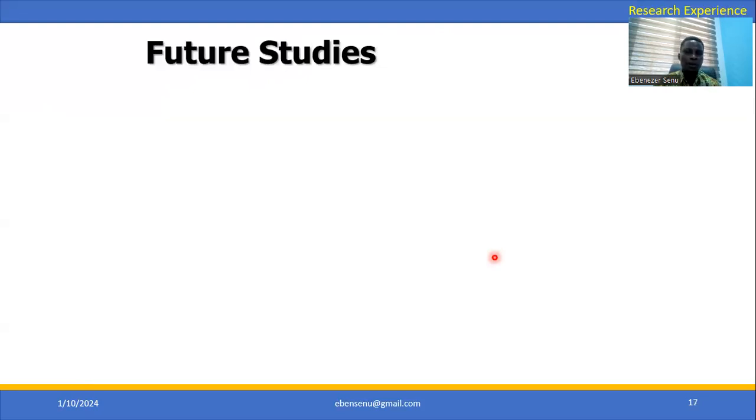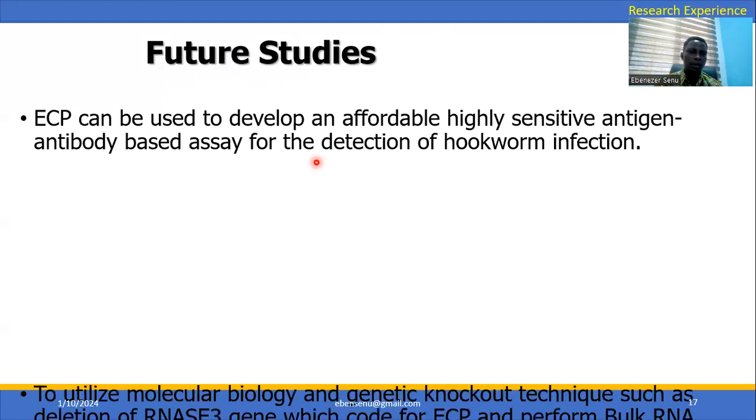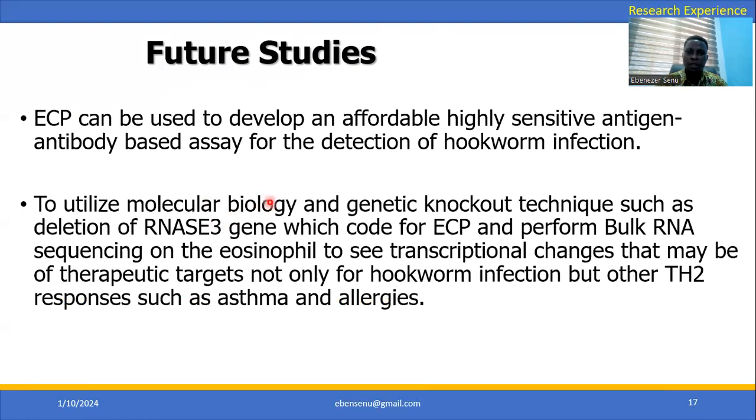So a further study direction of my findings shows that ECP can be used to develop an affordable, highly sensitive antigen antibody-based assay for the detection of hookworm infection. Also, I can utilize molecular biology and genetic knockout techniques such as the deletion of the RNA storage gene, which codes for ECP, and perform bulk RNA sequencing on eosinophils to see transcriptional changes that may be therapeutic targets, not only for hookworm infection, but other Th2 responses such as asthma and allergy. Since hookworm infection is a parasite, the responses were a result of Th2 responses.